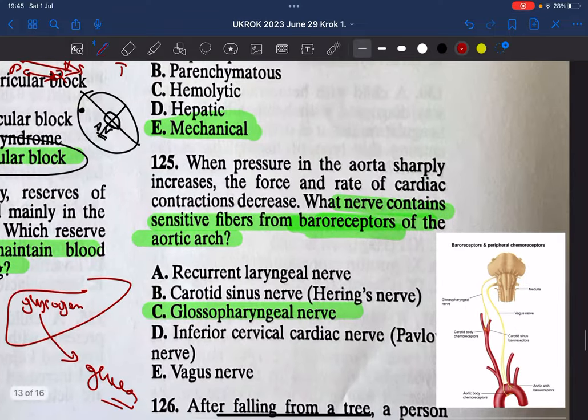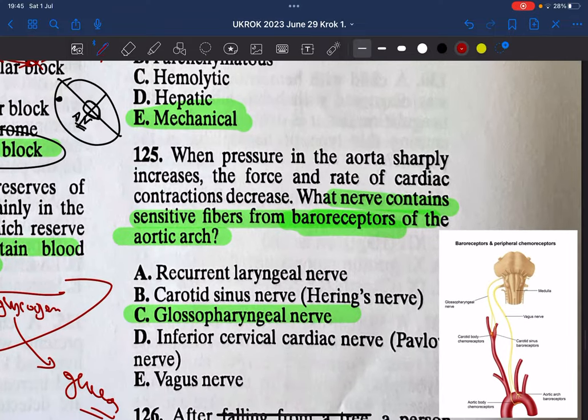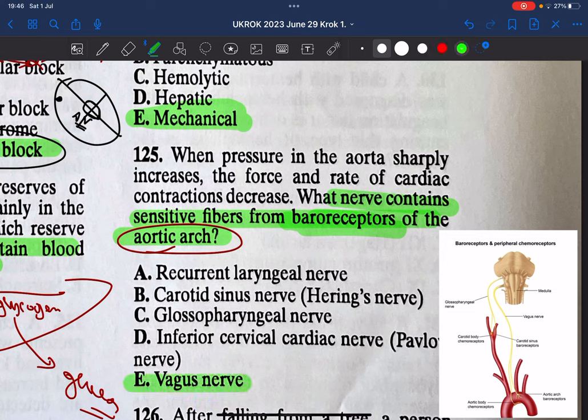When pressure in the aorta sharply increases, the force and rate of cardiac contractions decrease. What nerve's sensitive fibers come from the baroreceptors of the aortic arch? So here the answer should be, sorry, the vagus nerve.